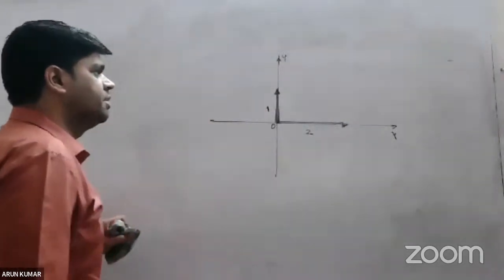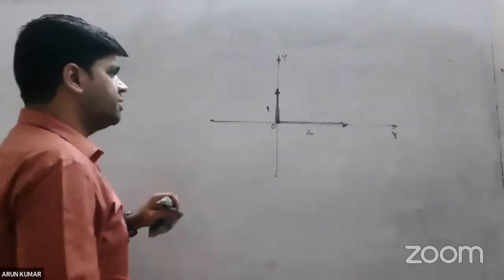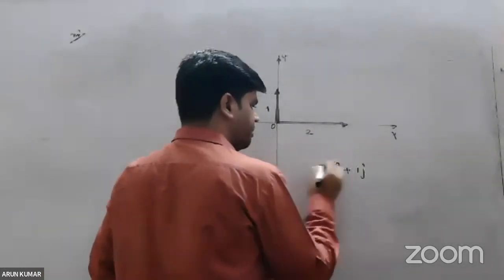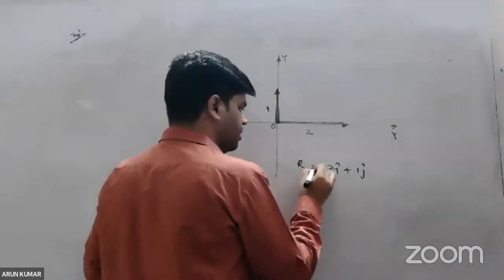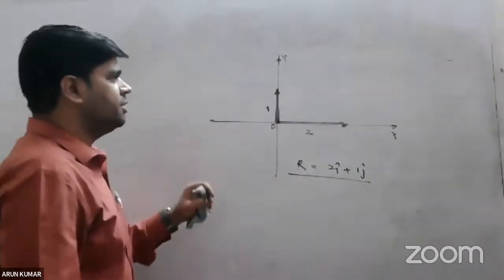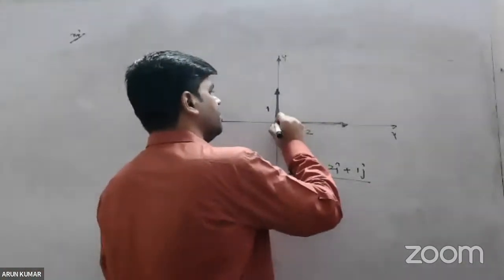How do I find the resultant? How do I write this vector actually? I can write this as 2i cap plus 1j cap. The resultant is 2i cap plus 1j cap. So the vector is done. But let's say I want to do it using the triangle or parallelogram law now.